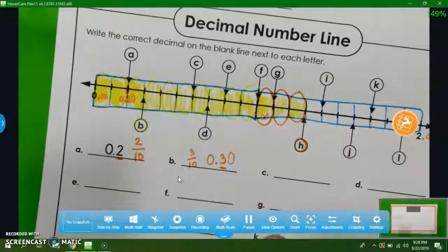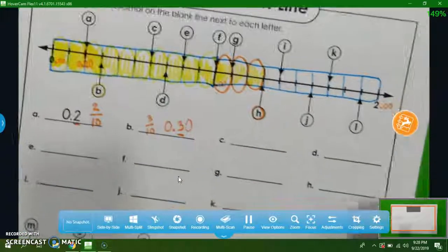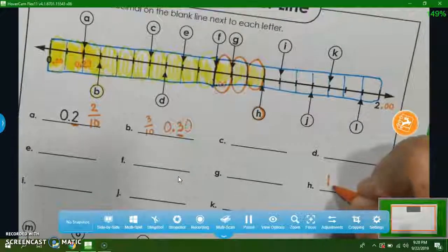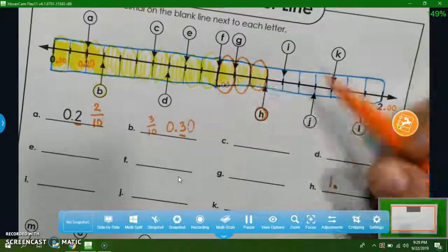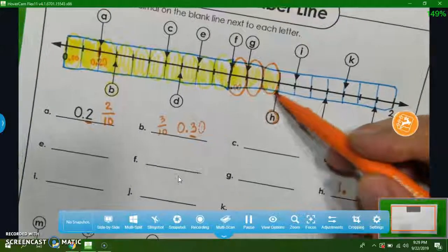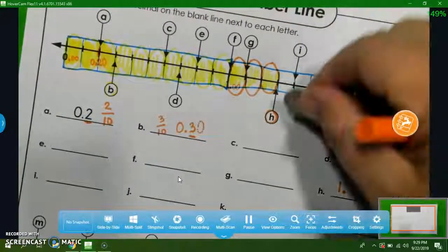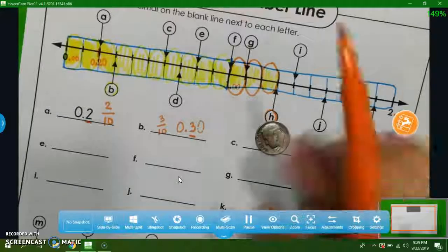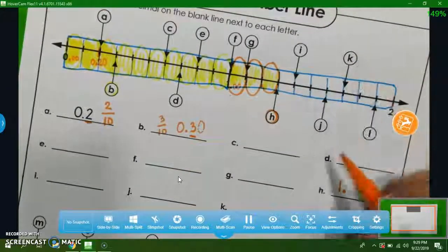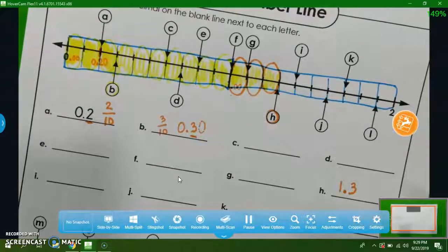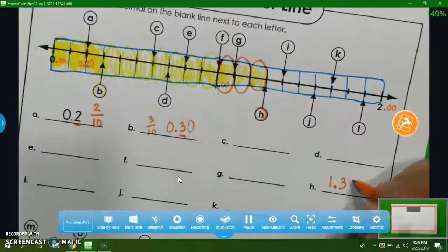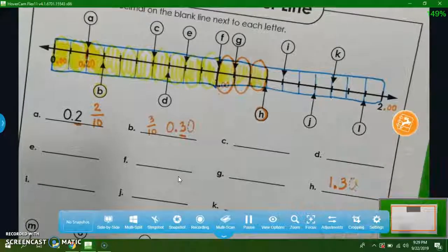So if I'm trying to write down what H is worth, H is 1 whole dollar and some extra. How much extra? Well, 3 tenths. And if we think about tenths of a dollar, we're talking 3 dimes, or 30 cents, or 3 tenths. So 1 tenth, 2 tenths, 3 tenths. And we can add our ghost 0 there.